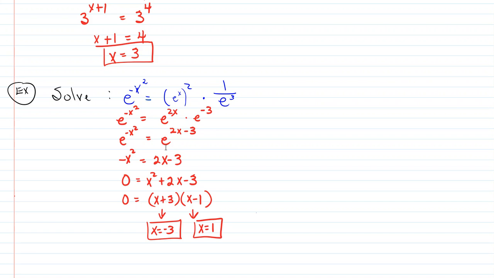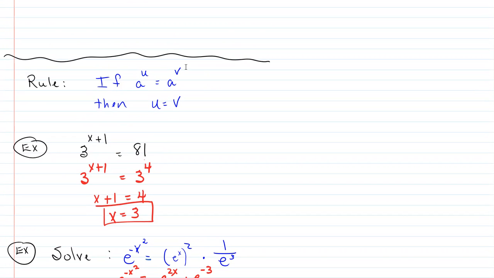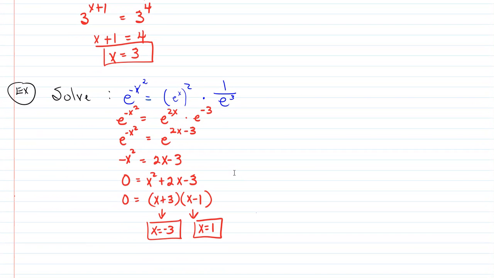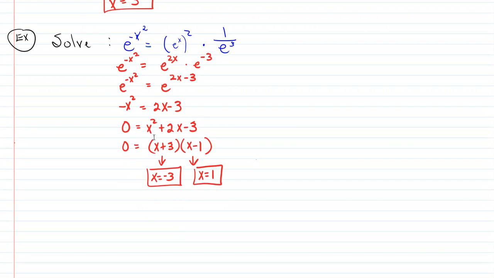That rule that we just saw up here now comes into play. Bases are the same. I can get rid of the bases and just have the exponents. I'm going to add x squared to the right. And then I'll solve that quadratic and get x is negative 3. That is one of your solutions for that.